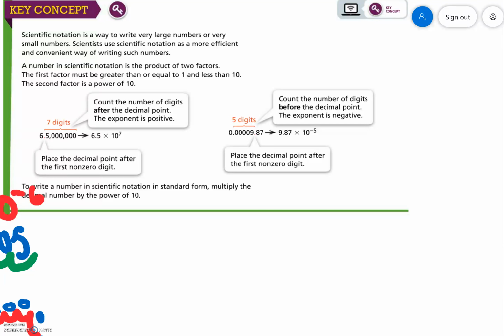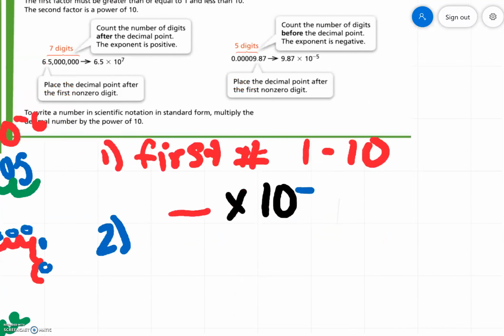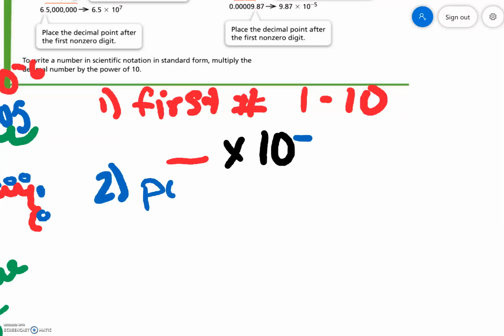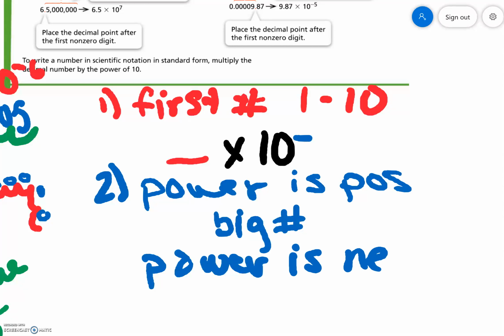So, here are two more examples. To recap, first thing, the first number has to be between 1 and 10. So that's that part. You've got times 10 to a power. Second thing, if your power is positive, it is a big number. If your power is negative, it is a small number.